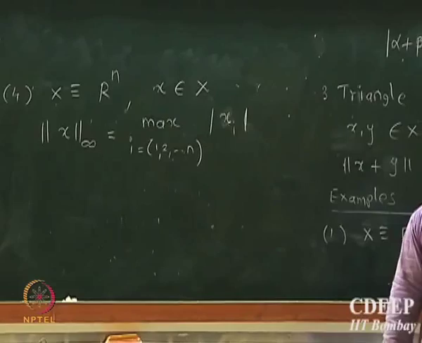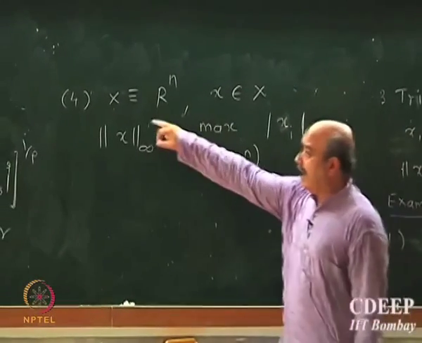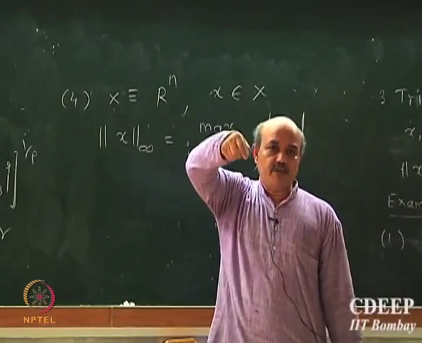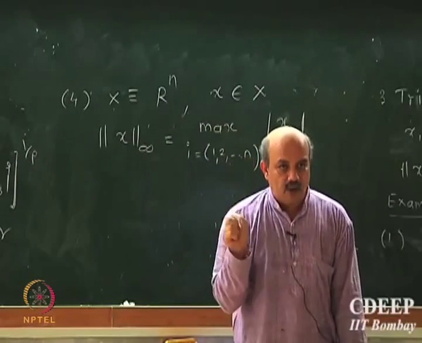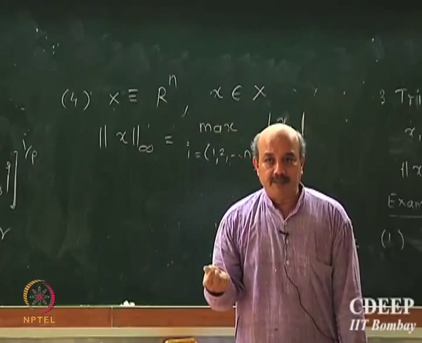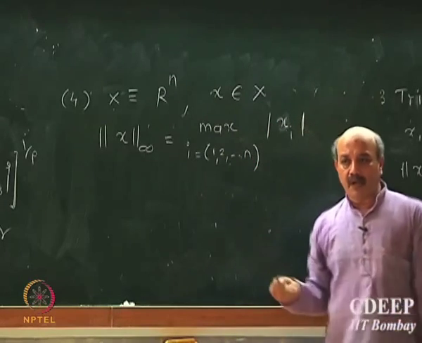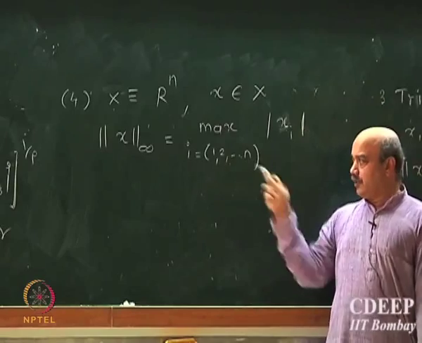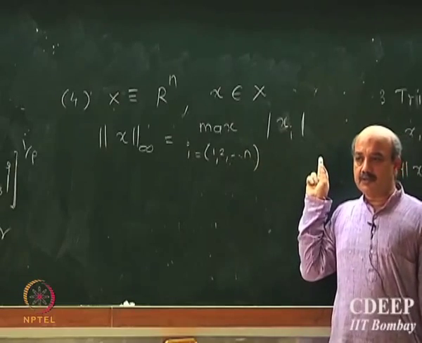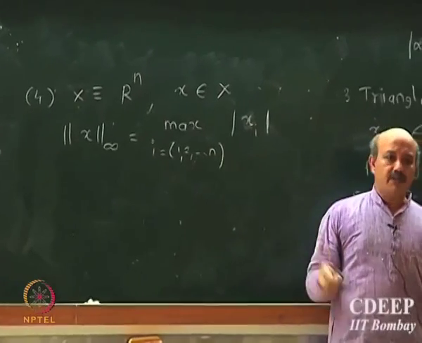Infinite norm. This is an n-dimensional vector space. If I give you a vector, there are n components. I find the absolute value of each component and take the max of that. So there are n absolute values, and then I find the maximum.